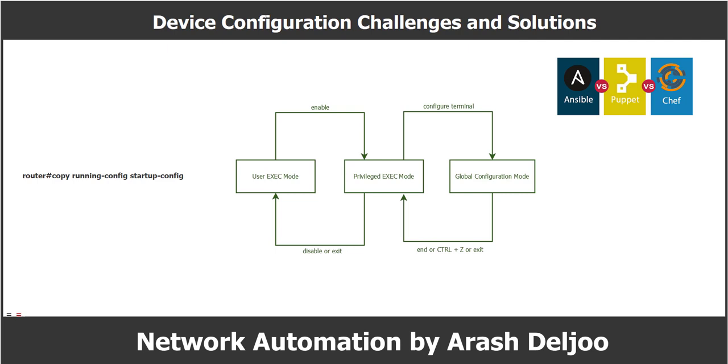In this video, I'm going to talk about the capabilities of configuration mechanisms like Puppet, Chef, and Ansible. By now, you have seen how to use the IOS CLI to configure routers and switches.